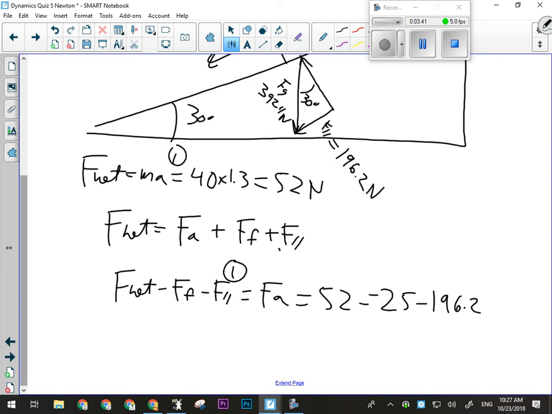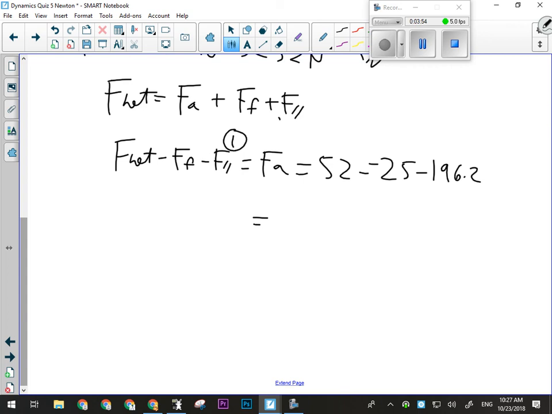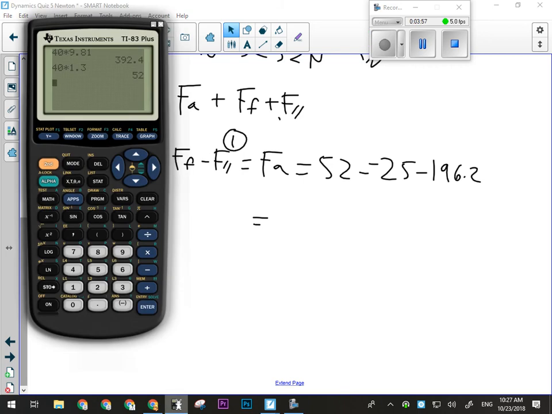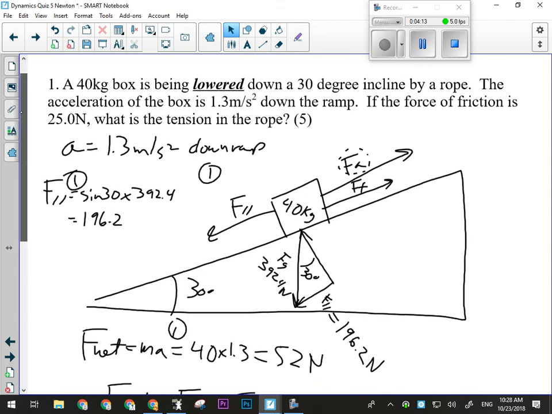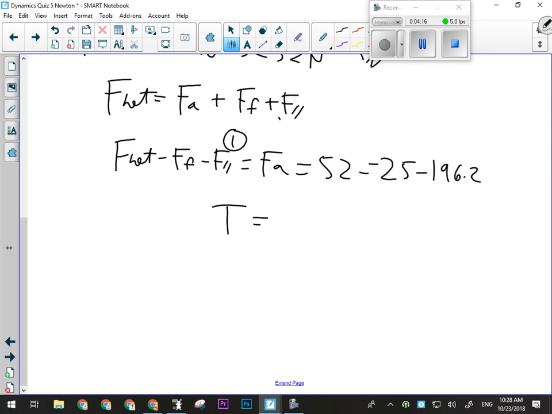I always make negative the other way. It doesn't matter what you made it, because your final answer isn't going to have a direction on it anyway, because it's tension. You needed to have the directions right when you did this in order to get the right number. So our tension in the rope will be 52 minus negative 25 minus 196.2, which gives us a force up the ramp of 1.2, because I think we only have 2 significant figures here. So our tensional force in the rope is 1.2 times 10 to the 2 newtons.